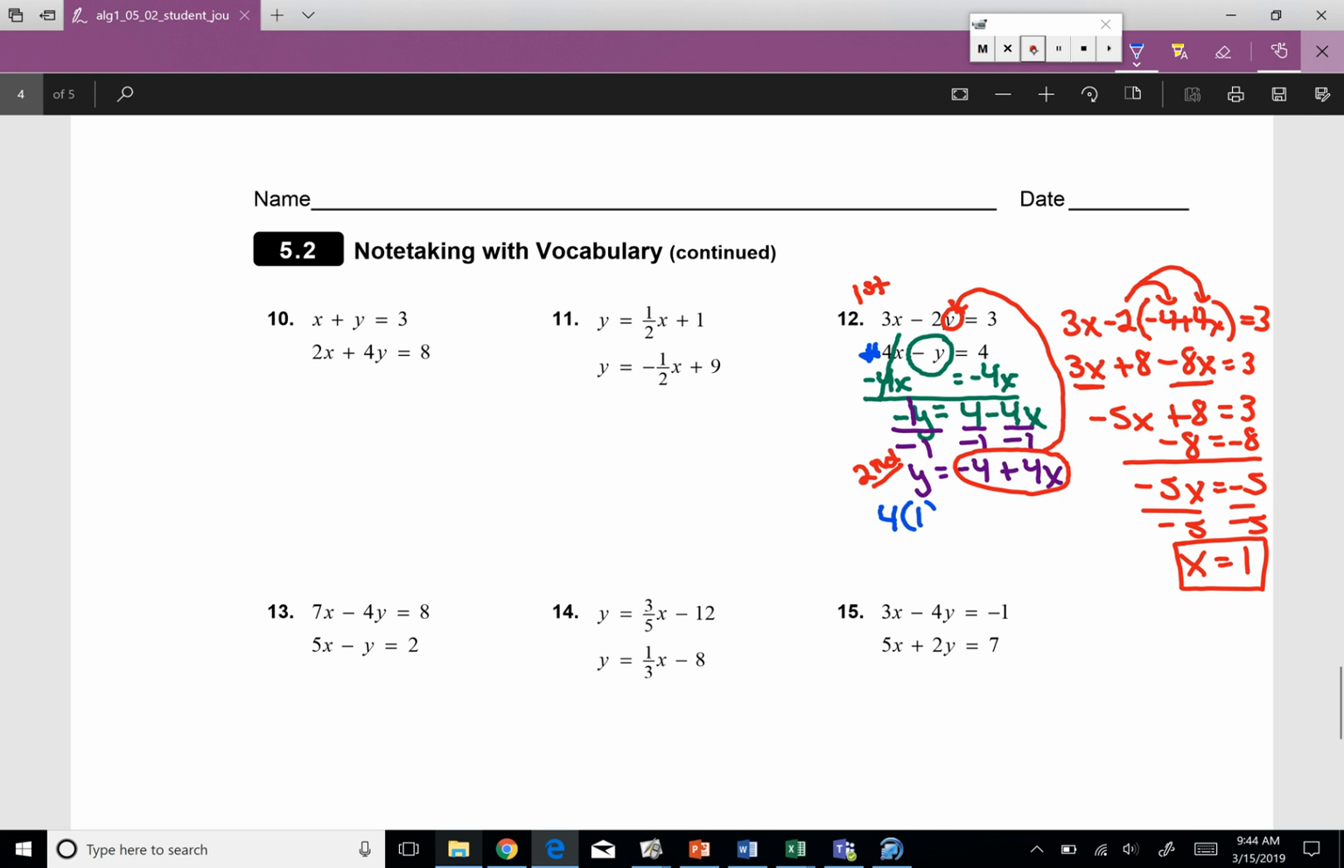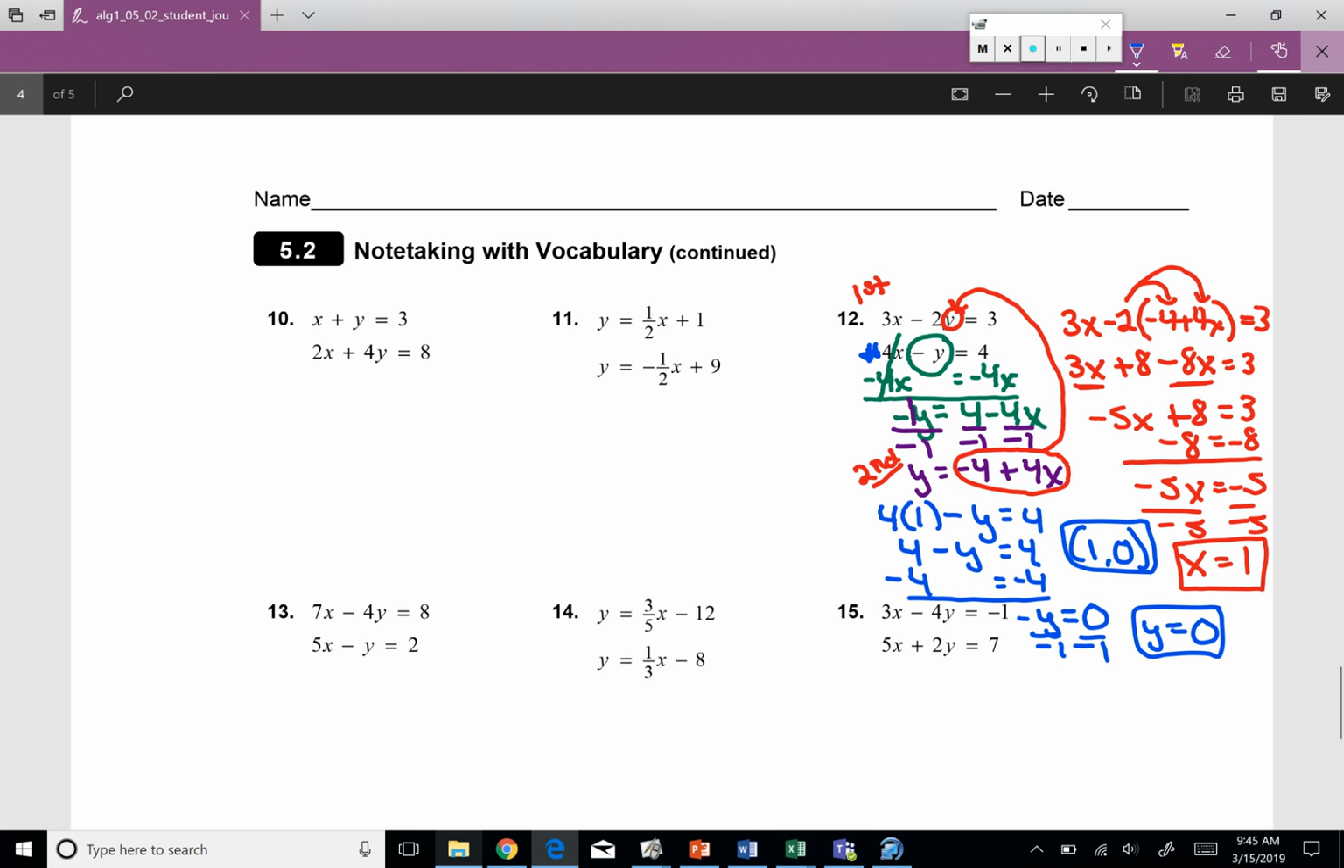And I know you might be thinking, how do you know to choose the second one? I always choose the one that I started with. So I started with the second equation to get y by itself. So I'm going to start with that same equation to find my y value again. So 4 minus y equals 4. Subtract 4 from both sides. I get negative y equals 0. You can divide by negative 1 if you need to. I get y equals 0. So x is 1, y is 0.